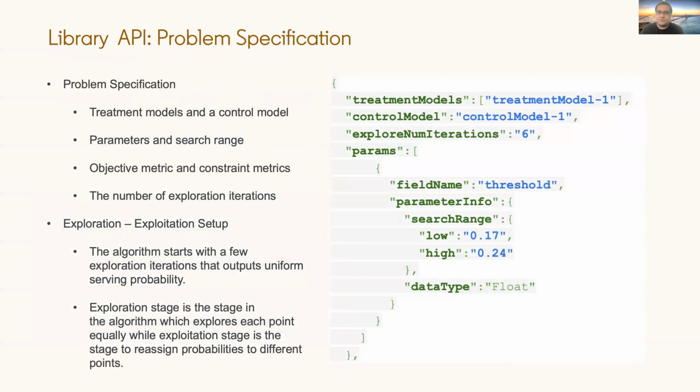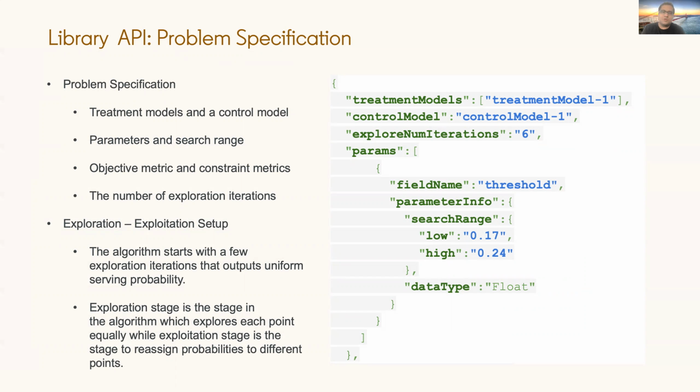Let's look at the problem specification, which was the input that is supplied to the optimization package, and this is where the client specifies what is the treatment model, what is the control model, how much you want to explore, how much you want to exploit, what are the names of these configuration parameters, and what is the search range. Over here we are showing it to you as a JSON. We really use Avro, but for viewing purposes, it's almost the same. So you have a treatment model, which is the first line. The second input is the control model, and then you have the explore number of iterations.